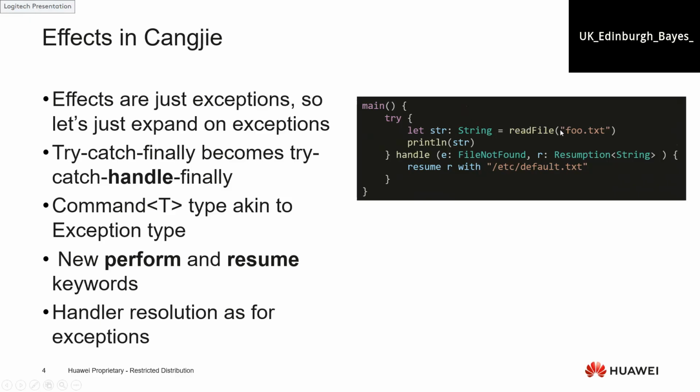So this function readFile performs an effect. When you resume, you'll jump back into exactly where the effect was performed. So, new keywords added to the language: perform and resume, and new types, the command type, and the handle keyword, of course. The resolution for these handlers is basically the same as it is for exceptions. You dynamically traverse up the stack looking for an appropriately typed handler for your effect.